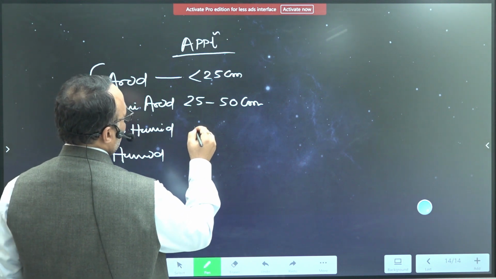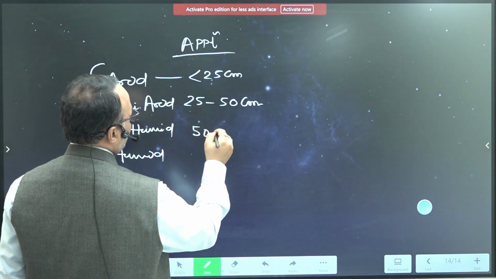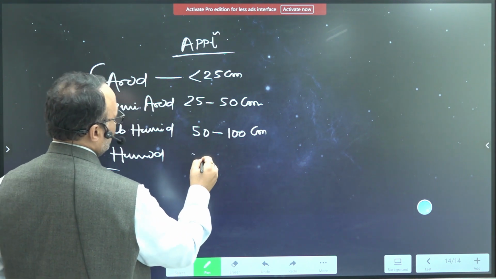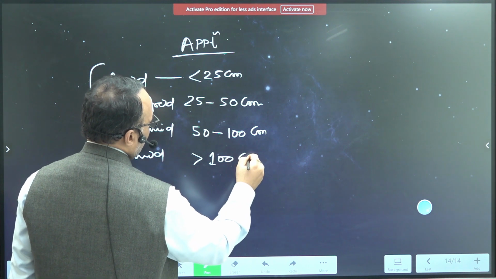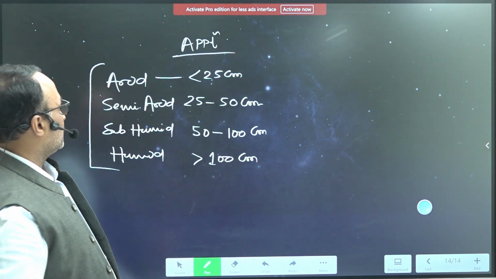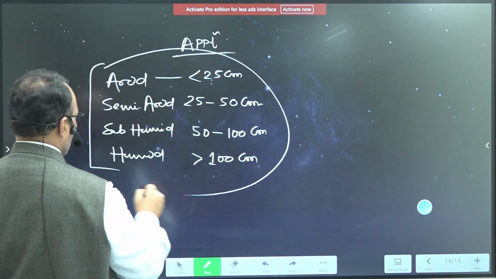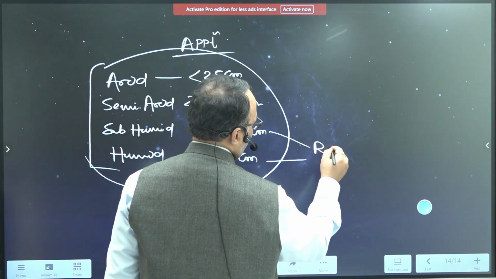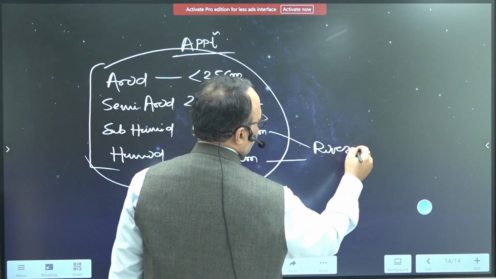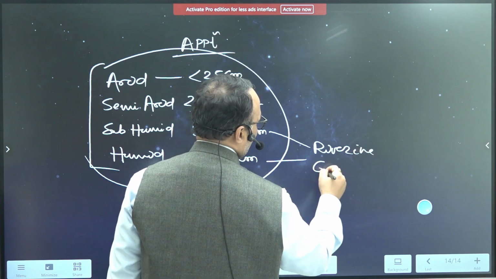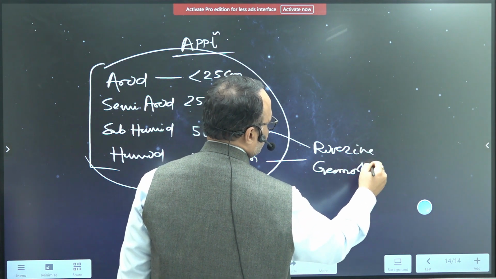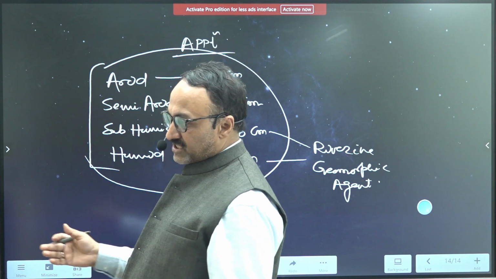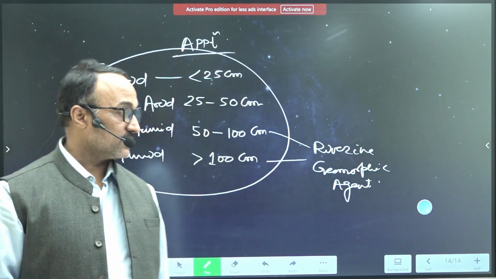Then further onward, more than 50 to 75 or 100, it is subhumid, and those areas receiving more than 100 centimeter rainfall will be called humid. So humid and subhumid belt is dominated by riverine geomorphic agent. Means river will be the most important factor here, as a factor of transformation behind the surface.